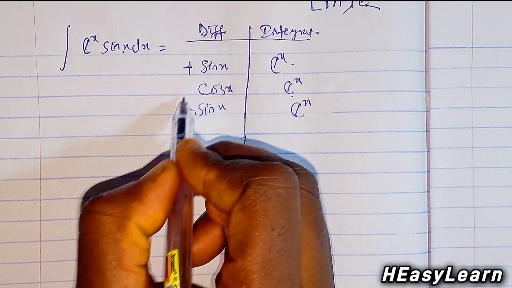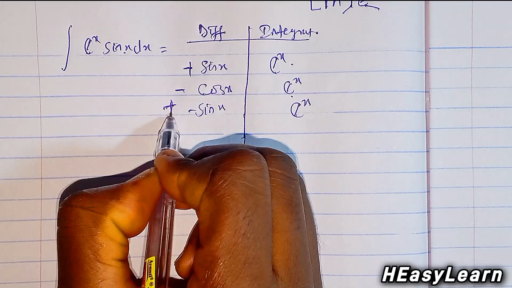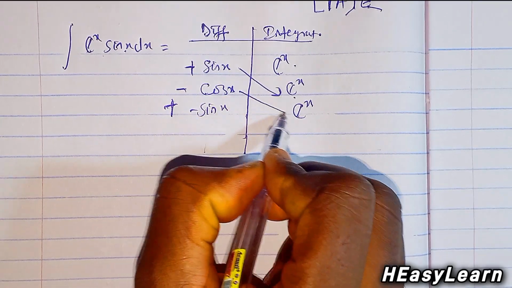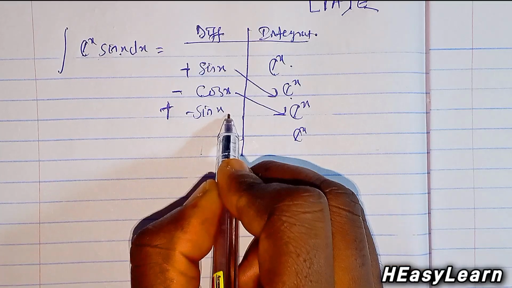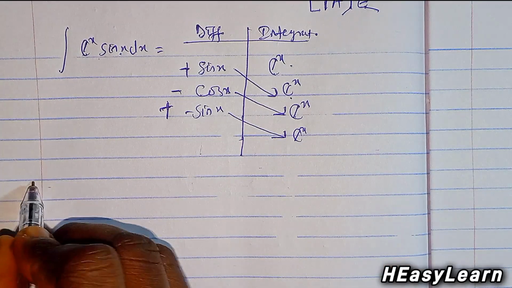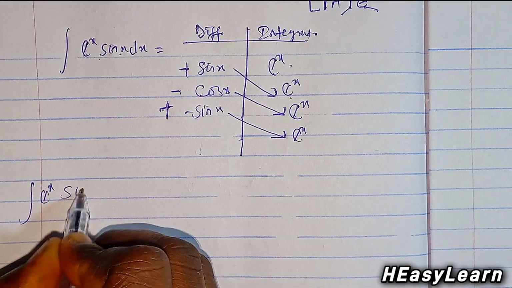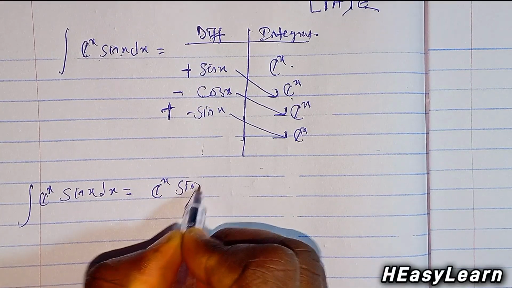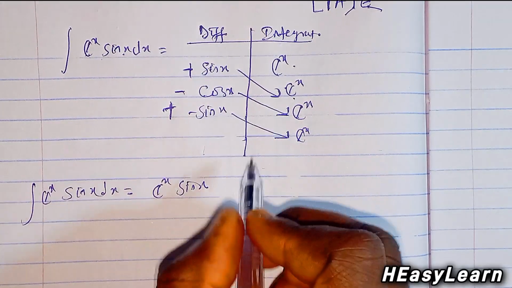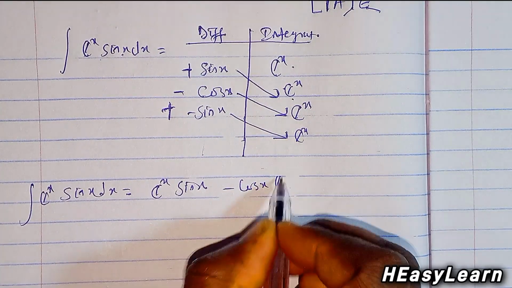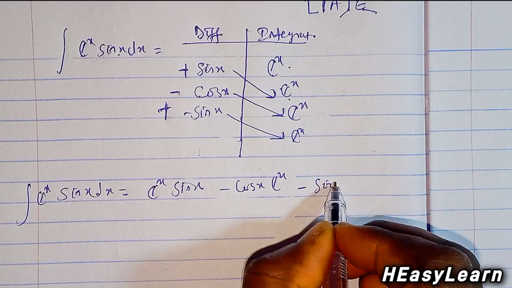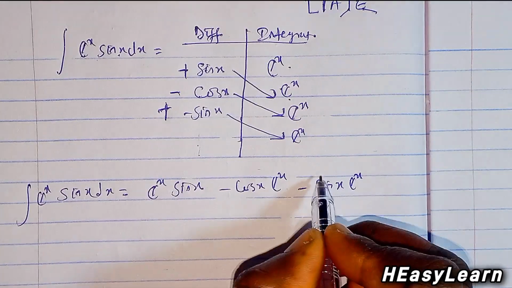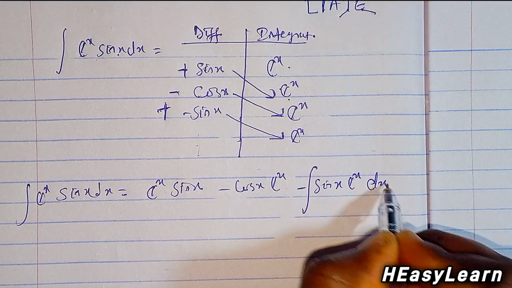Here we are going to have positive minus positive, the alternating rule. First to the second, then the second to the third, then the third to the fourth. In this case, the integral of exponential x sine x dx is the same thing as exponential x sine x minus cos x exponential x minus sine x exponential x. But we did not terminate, c is not 0. We apply the integral of sine x dx.